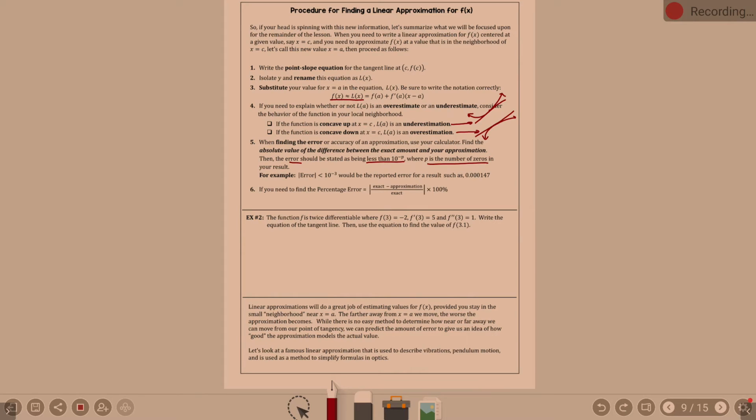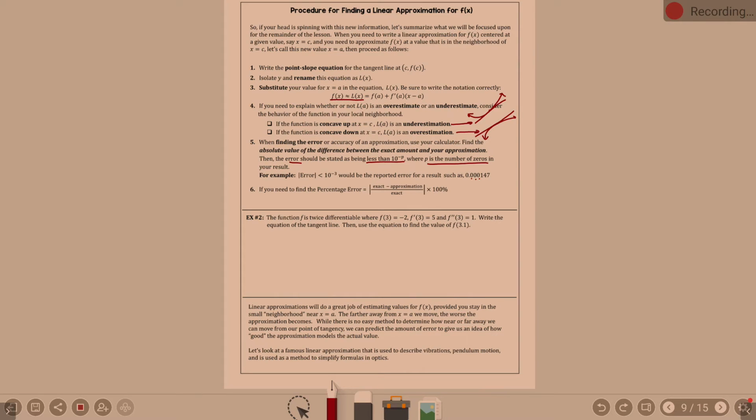For example, if my actual answer and my linear approximation were different by 0.000147, that error would be stated as the error is less than 10 to the negative third, because there are 1, 2, 3 zeros there. It's based on the number of zeros that we have there.